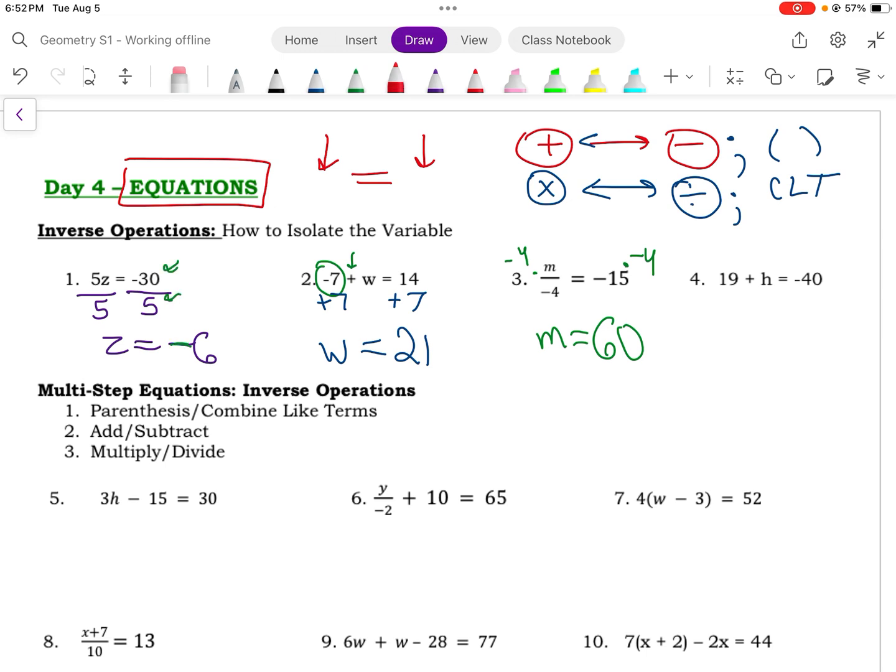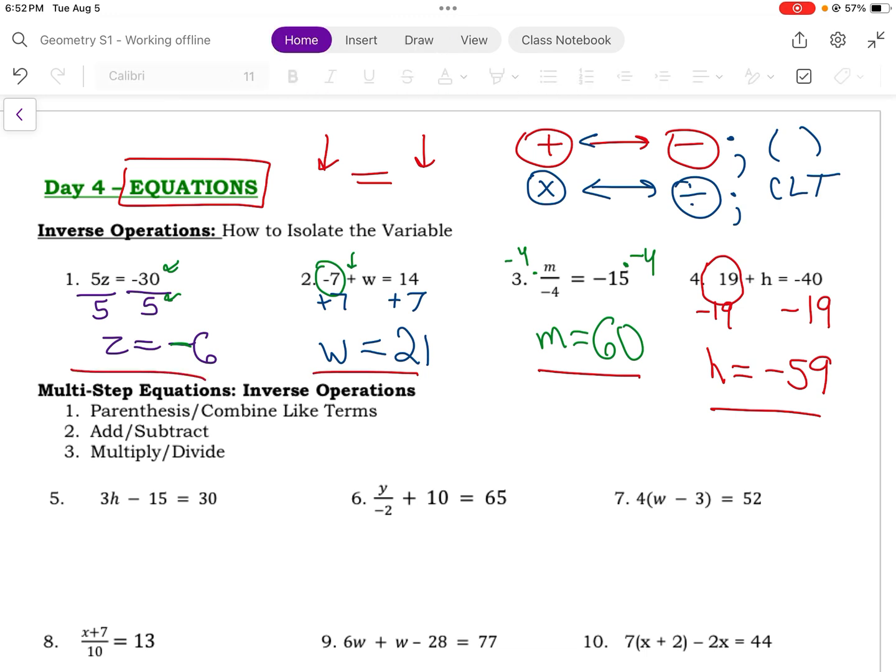Okay, the very last one. Again, think of the 19. How am I going to get rid of the 19 and balance it and put it on the other side? Well, I'm going to subtract it, two negatives. You're going to add and keep the negative. So now here are my answers for all of those problems, okay?